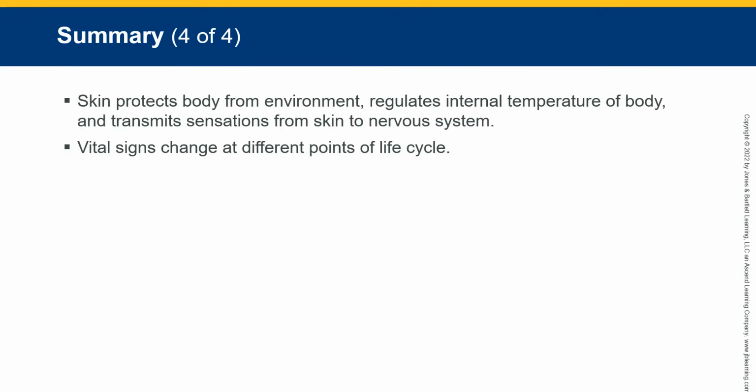The skin is the biggest organ in the body and protects the body from the environment. It regulates internal temperature and transmits sensations from skin to nervous system. Vital signs change at different points of a life cycle. So that's Chapter 6.